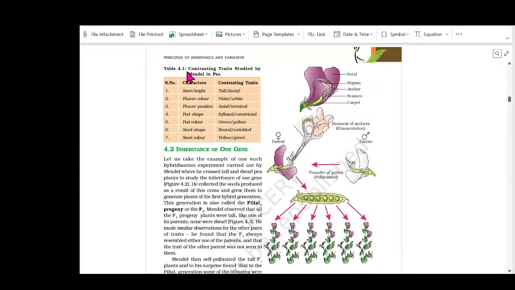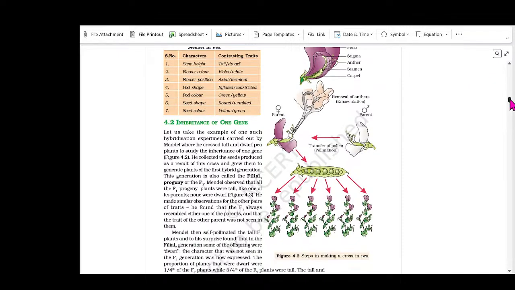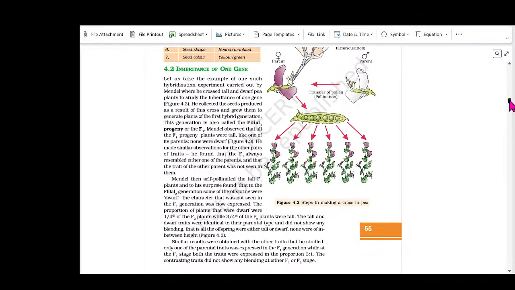Table 4.1 is important. It is giving you an idea of all the 7 characters used by Mendel, studied by Mendel in the pea plant. These characters were stem height, flower color, flower position, pod shape, pod color, seed shape, and seed color. We will be studying in one shot what these are about.